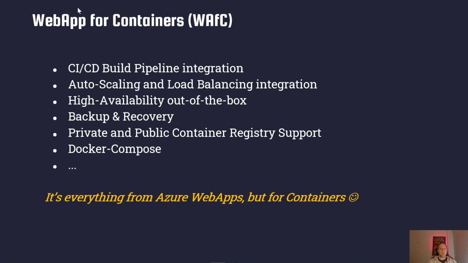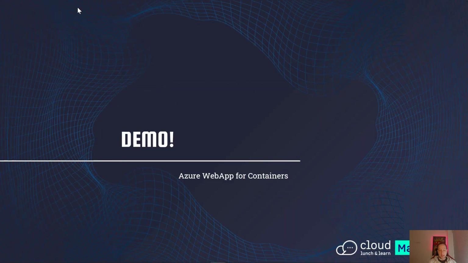Everything around custom domains, Azure Backup Services integration, public repos, private repos for the registry, it's all available. And one other big benefit is Docker Compose, where again, it allows you to run multiple containers and consider them as one single application. And that is not supported in ACI today, but it is supported in Azure Web Apps.